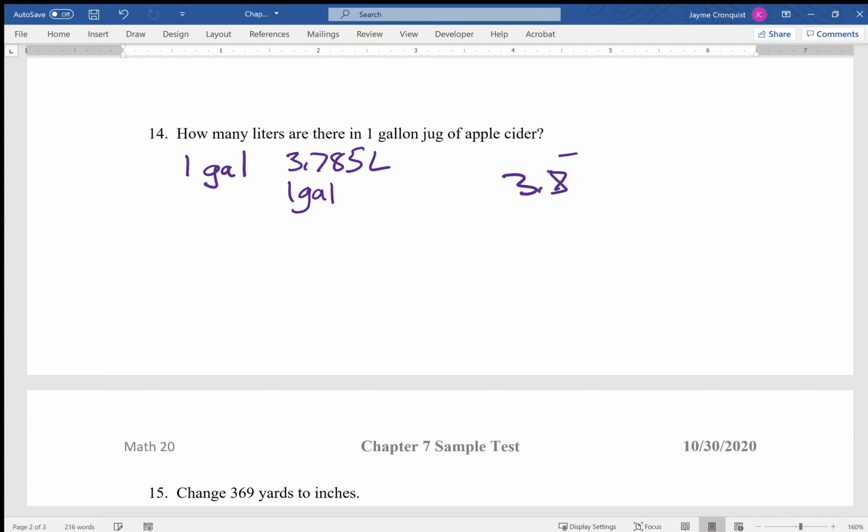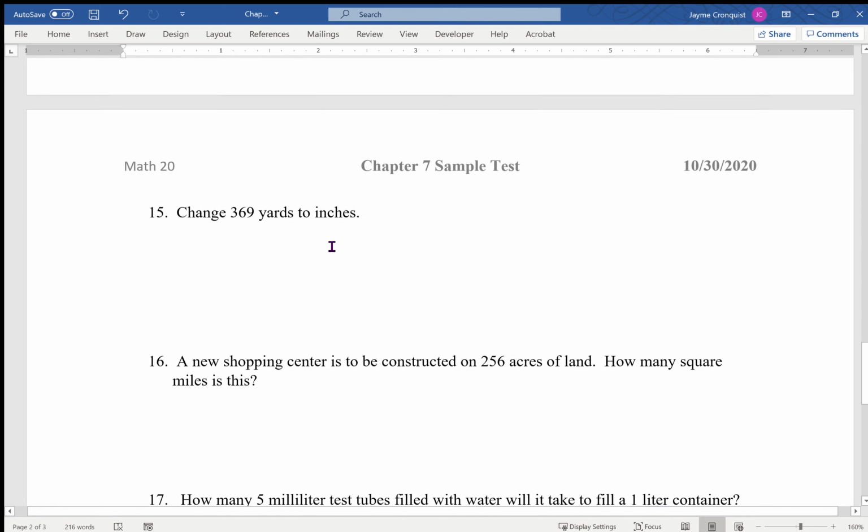Let's just make it 3.8, rounding to 1 decimal. Oops, and we gotta have the liters in there. Okay, I'm going to erase that just because it did not look good. It was pretty ugly, actually. All right, so we have 3.8 liters. Better. All right, now we're on 15.